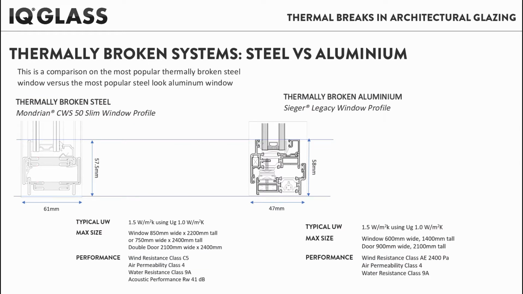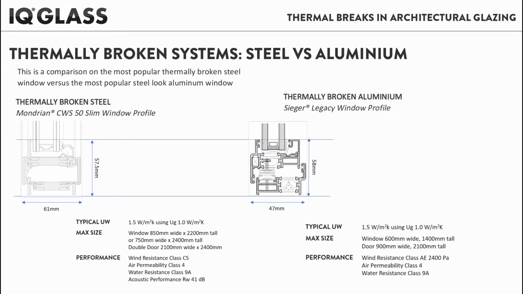Another useful comparison is a thermally broken steel system versus a thermally broken aluminium system. A steel look aluminium system, like the one shown here from Sega Legacy, can be a really good alternative to thermally broken steel on some projects. This could be where the budget doesn't allow for the use of steel systems, or if you're in a more harsh environment and the corrosion of an architectural metal finish could be a worry, for example in a swimming pool or in a marine environment.